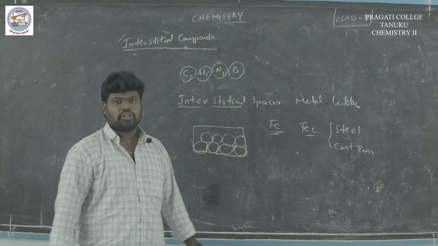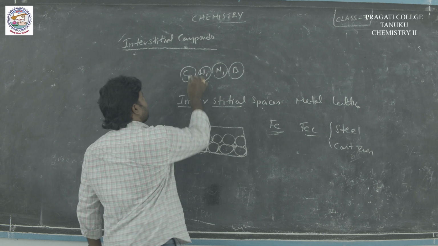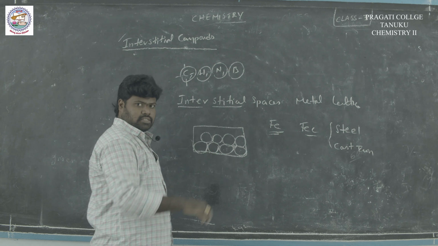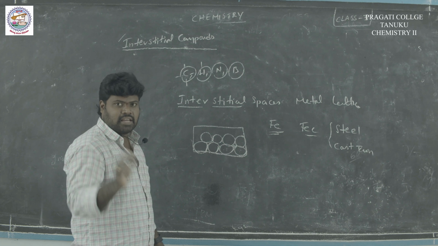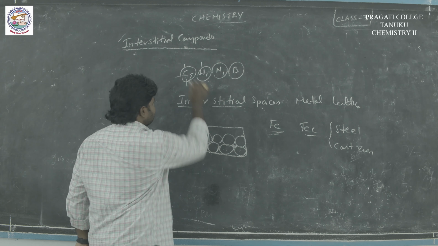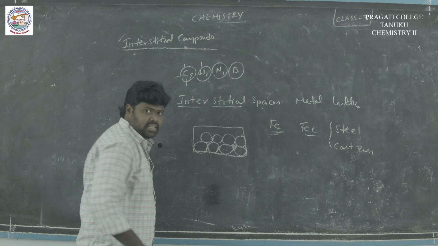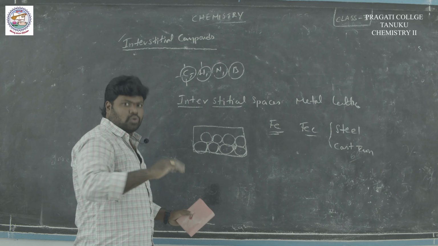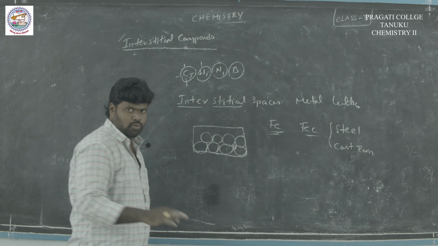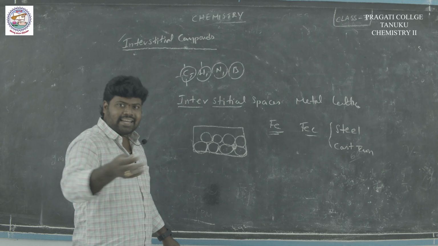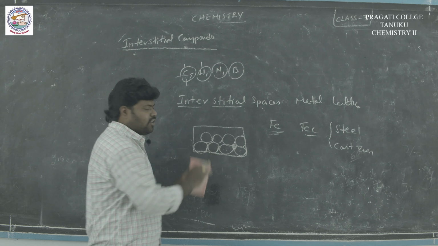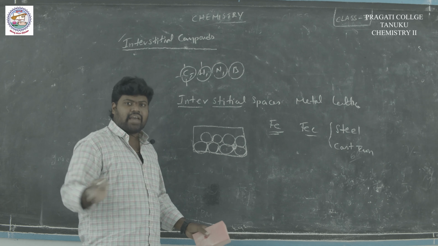What is the meaning of non-stoichiometric? Stoichiometric means carbon forms 4 bonds, hydrogen only forms 1 bond, nitrogen 3 bonds. But in these compounds, these elements occupy these spaces but do not follow the rules. That means instead of forming only 4 bonds, carbon forms more than 4 bonds or fewer than 4 bonds. So it does not follow the stoichiometric rules or valency rules.